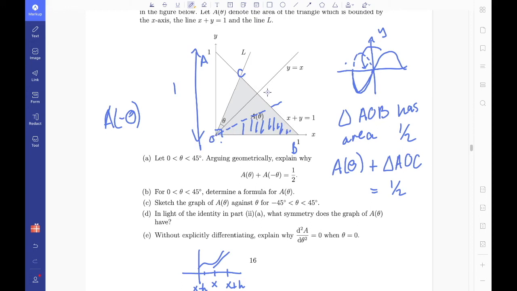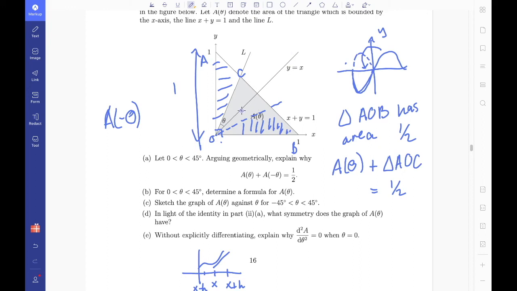And as y equals x is a line of symmetry on the shape, the triangle AOB, this A of minus theta is equivalent to the triangle AOC. So this area here would be the same as the area A of minus theta. So that's actually argued it, right? The triangle AOC is equal to the area of A minus theta. And you just need to say that this line y equals x is a line of symmetry.